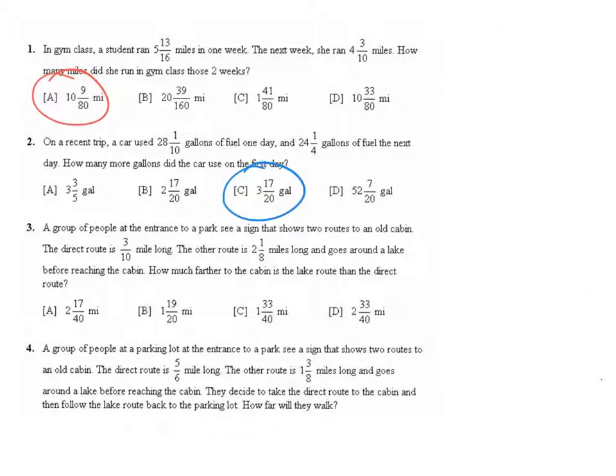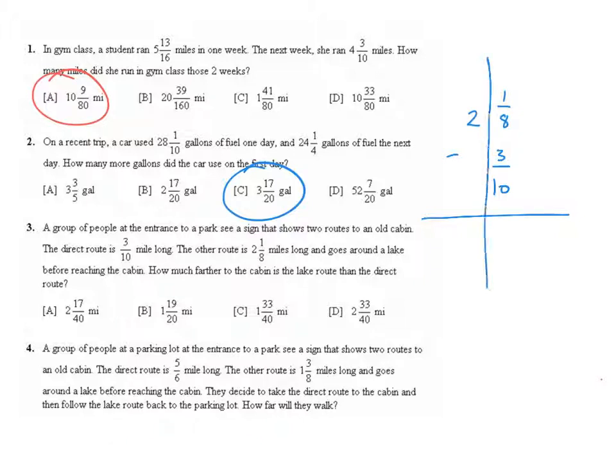Question 3 says, a group of people at the entrance to a park see a sign that shows 2 routes to an old cabin. The direct route is 3/10 of a mile long, and the other route is 2 1/8 of a mile long, and goes around a lake before reaching the cabin. How much farther to the cabin is the lake route than the direct route? We're trying to find out how far apart two numbers are, which is subtraction. I'm going to take 2 1/8 and subtract 3/10.